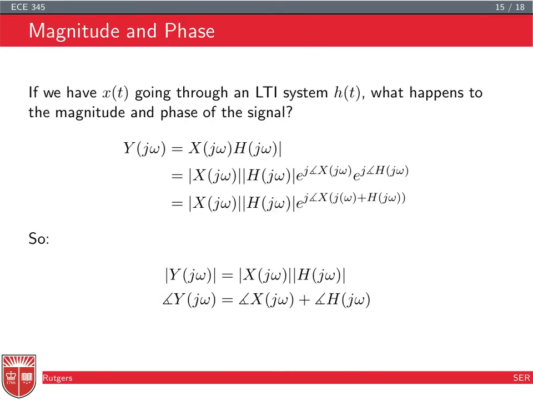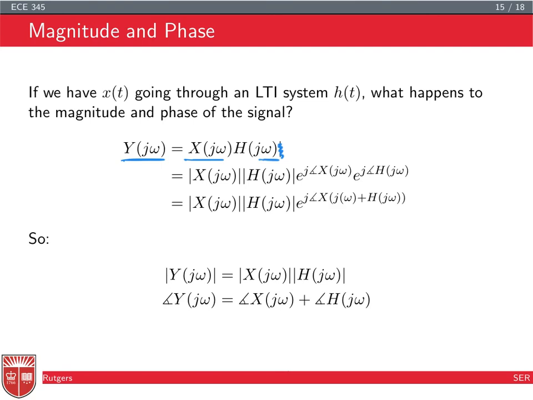Now, the last topic I want to talk about in this lecture is the magnitude and phase of an LTI system, or of the output of an LTI system. Here, we know from the convolution property that the output of an LTI system, Y of j omega, is equal to X of j omega times H of j omega. Here, this is another typo. Which means that if you write it in polar coordinates, this is the magnitude of X times the magnitude of H times e to the j, the phase of X plus the phase of H.